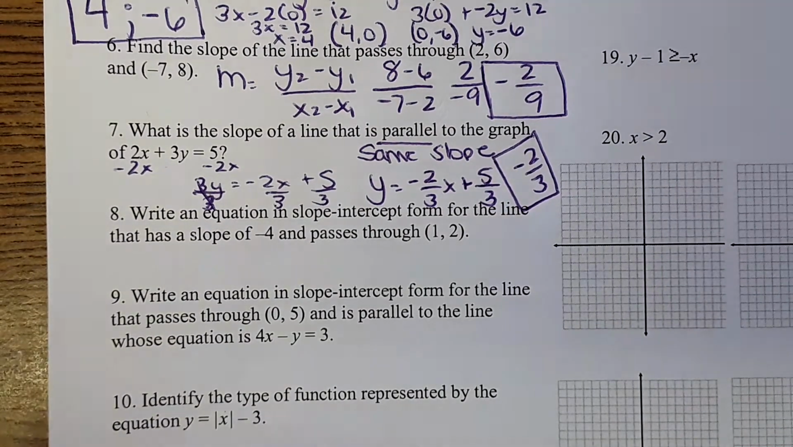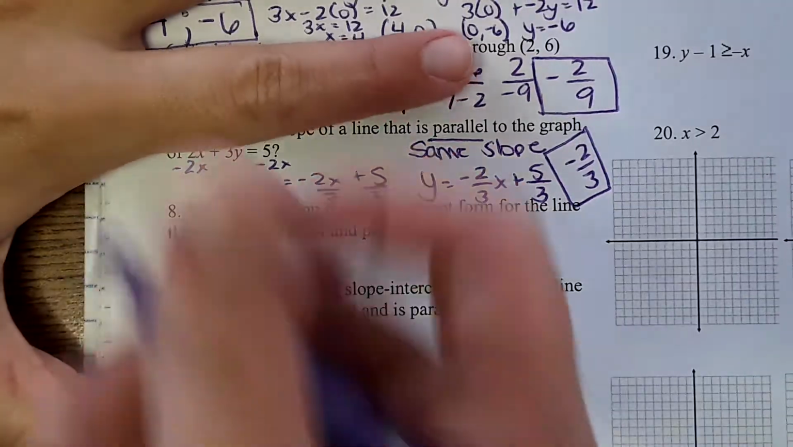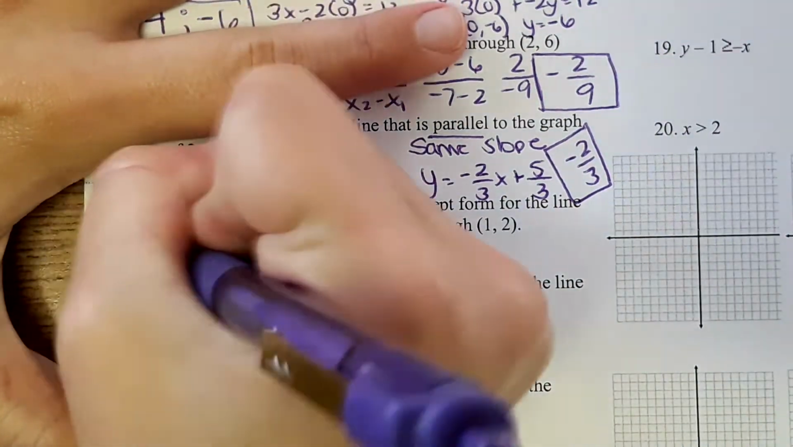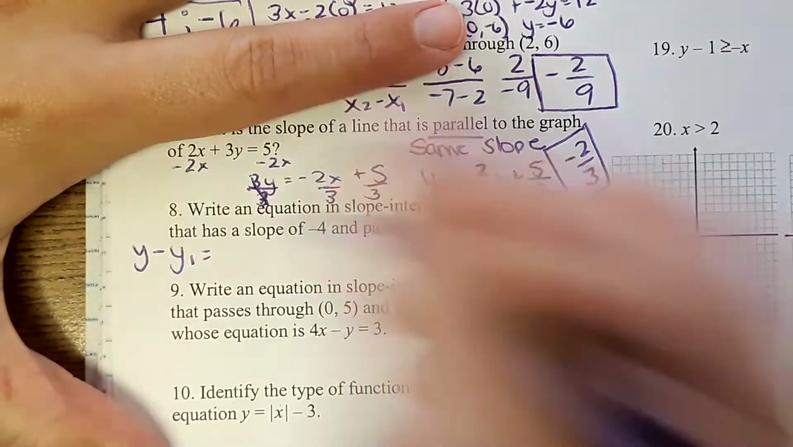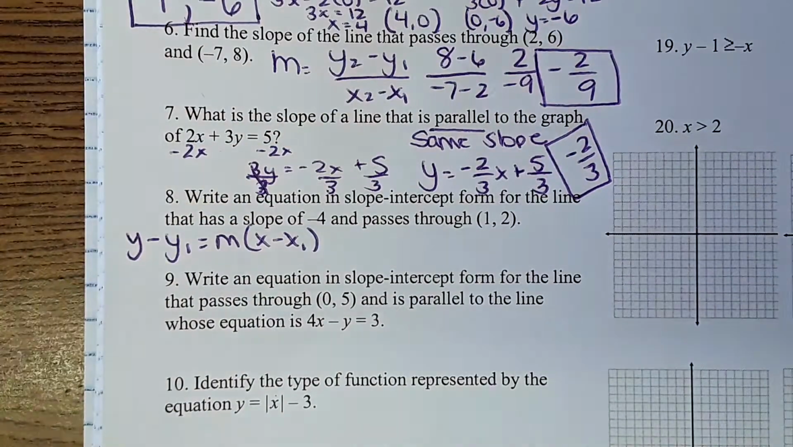Number 8, write an equation in slope-intercept form for the line that has a slope of -4 and passes through (1, 2). The way you would do this one is using the point-slope formula: y minus y1 equals m, the slope, times x minus x1. Should have this one memorized as well. That was the one that I forgot. Yeah. I could not figure out how to do 8 and 9.